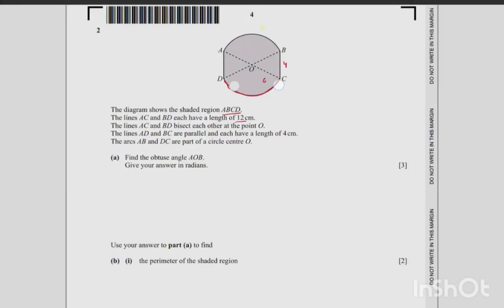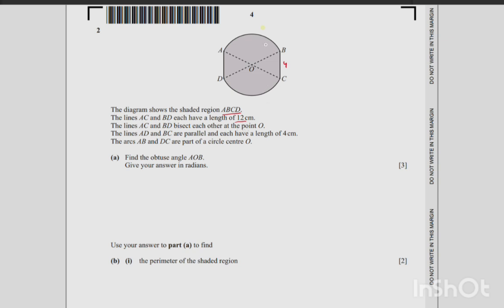Okay, dear students, we have question number two. The diagram shows the shaded region ABCD. The lines AC and BD each have a length of 12 centimeters. The lines AC and BD bisect each other at the point O.